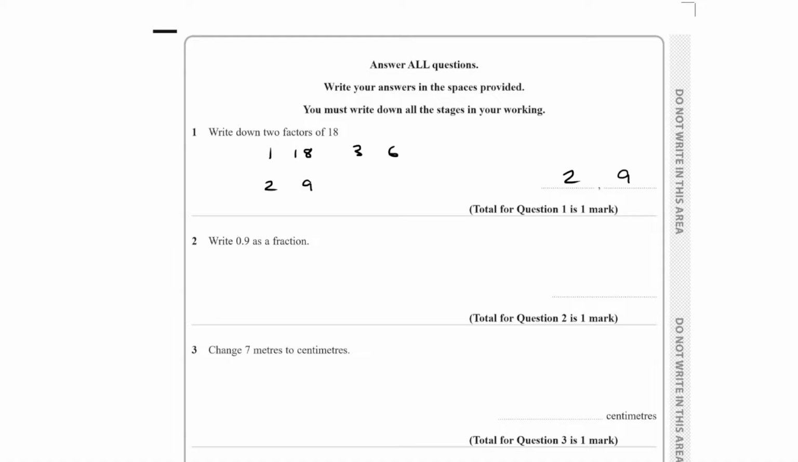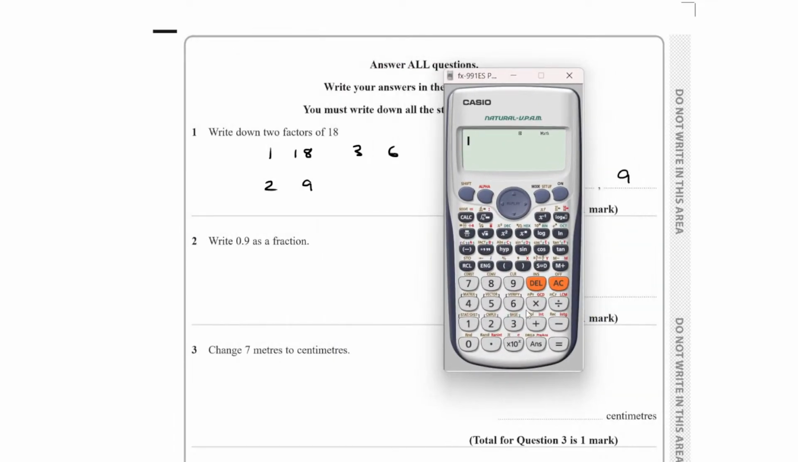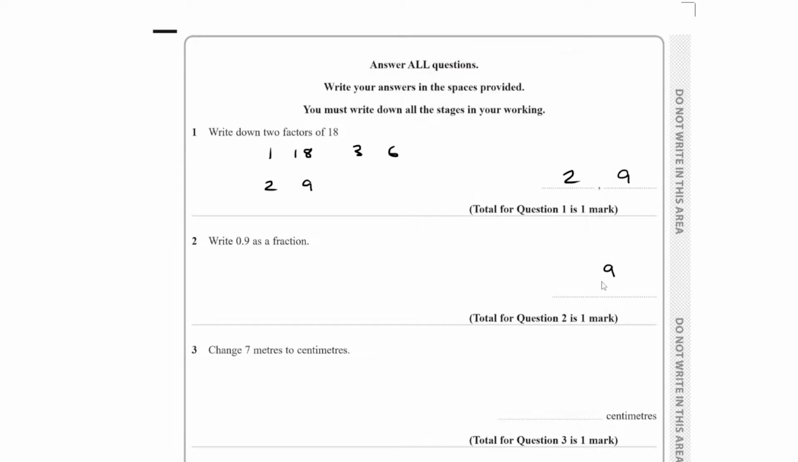Write 0.9 as a fraction. Now this one, what we can do, because it's obviously going to be a calculator paper, is type in 0.9 and it'll either automatically convert it to a fraction for you, or if it doesn't, then you should have a conversion button on your calculator. So mine is this SD button here. You can see it converts it back to a decimal if I press that, or into a fraction. So 9/10 would be ideal, but I would assume they would take any kind of version of that. Maybe if you put 90/100 would also be fine. There's multiple different fractions you could put, but I think the most basic one would be 9/10.